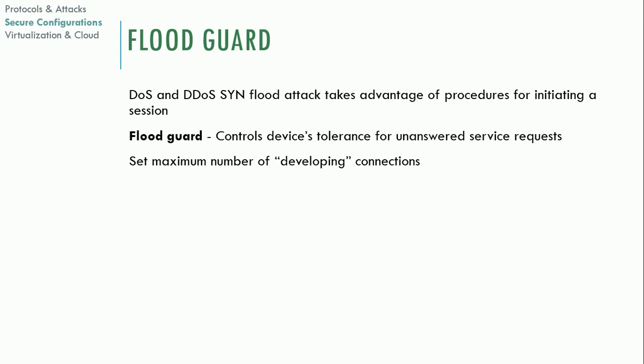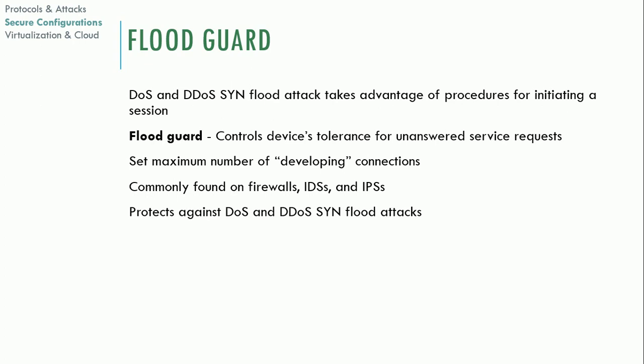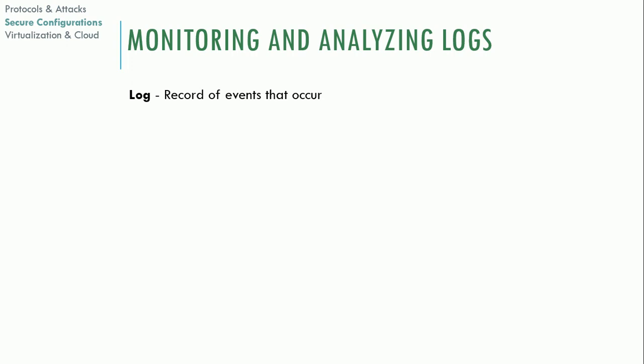So you can set the maximum number of half-open connections that are going through the router, and again, you can do this in firewalls as well. It's basically a feature that's normally on firewalls, but intrusion detection systems and intrusion prevention systems can also have this feature. A lot of times IDSs and IPSs are part of a firewall as a unified device, which we talked about before. So again, it can protect against DoS and distributed denial of service SYN flood attacks. We want to monitor our devices. All of these different devices that I talked about, they all write logs.